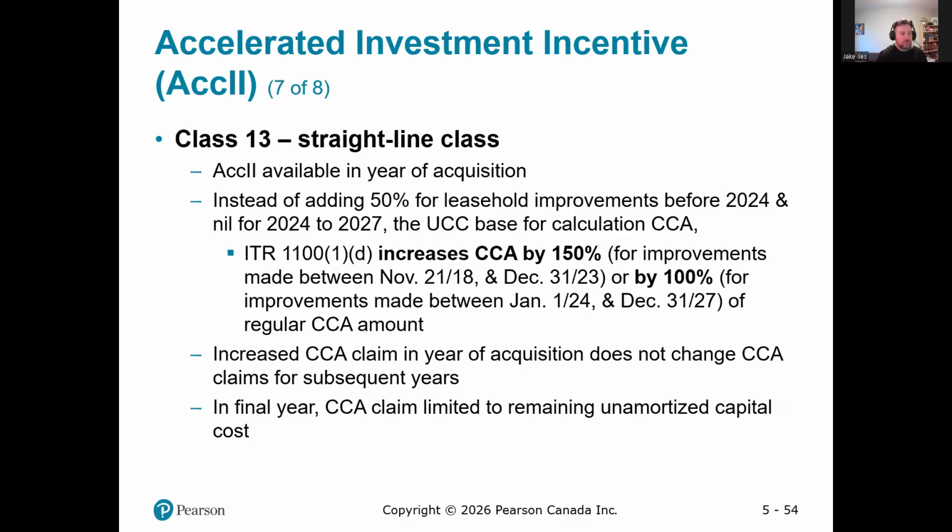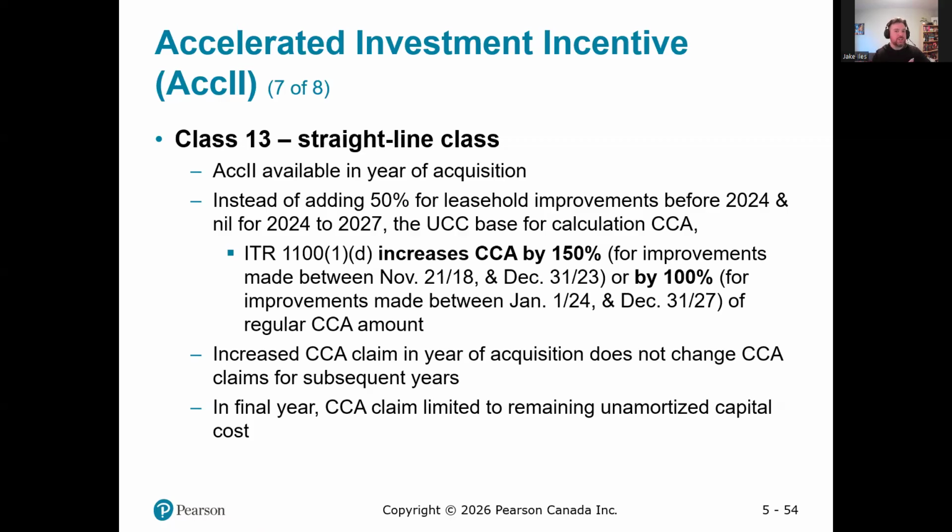So class 13 is the first class we'll discuss that does not use declining balance. It uses straight line. The ACCI is available in the year of acquisition, but that's functionally just undoing the half-year rule. Instead of adding 50% for leasehold improvements in the UCC base for calculation, this is just talking about the regular ACCI rules. For improvements made between 2024 and 2027, use the regular CCA amount. So the calculation's simple right now.